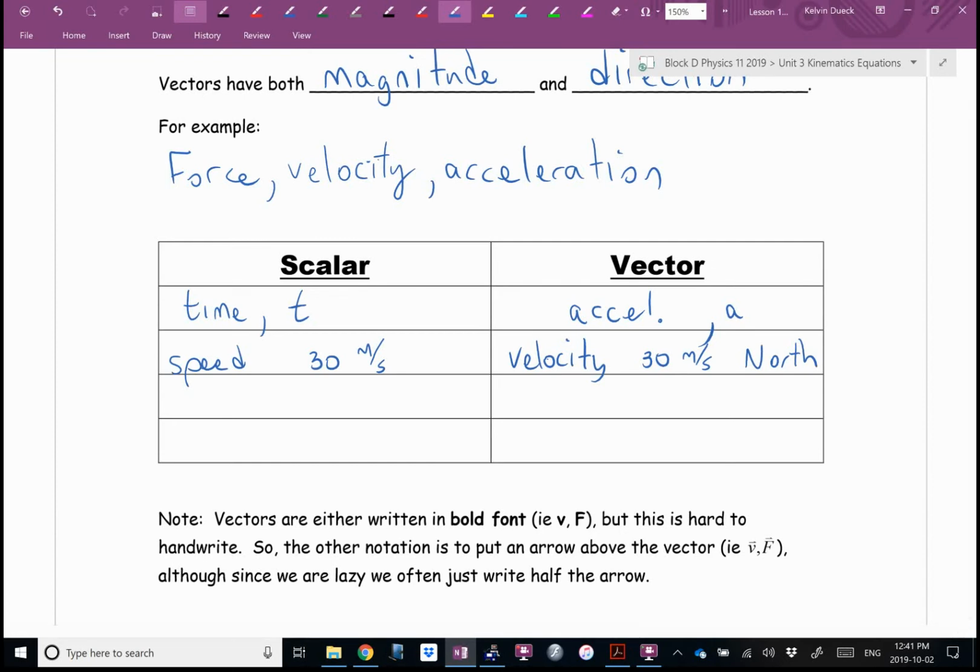Mr. Dueck. Yes, Matt. Can you give me a stupid way to remember that speed is a scalar and that velocity is a vector? There's got to be some way that I could remember that, Mr. Dueck. I'm a terrible teacher, Matt. I got nothing. I can't think of anything. So you'll just have to come up with some way on your own to remember that velocity is a vector and that speed is a scalar, because I can't think of anything.